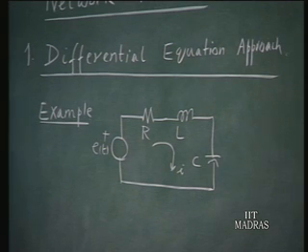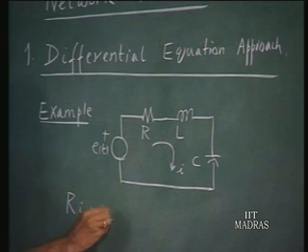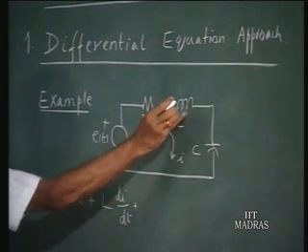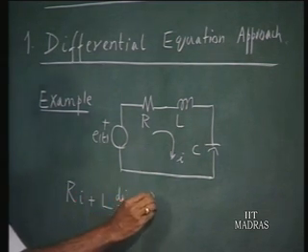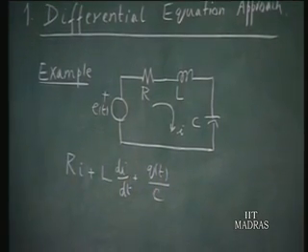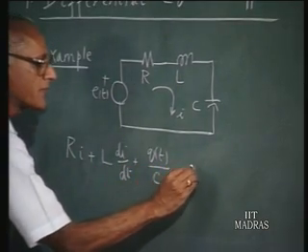So the differential equation pertaining to the solution for the current, given this forcing function E of t, is as follows. The voltage drop across the resistance is Ri, plus L di/dt, that is the voltage drop across the inductor, plus the voltage across the capacitor, Vc, which can be written as Q of t over C, that is the charge on the capacitor at time t divided by C, equal to E of t.